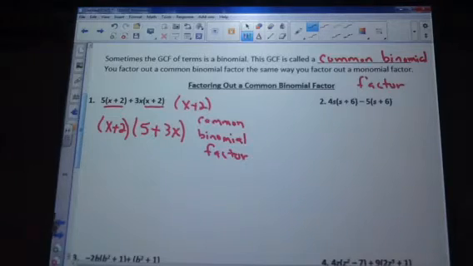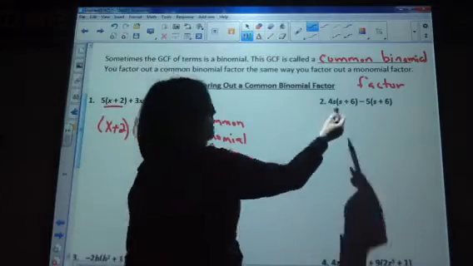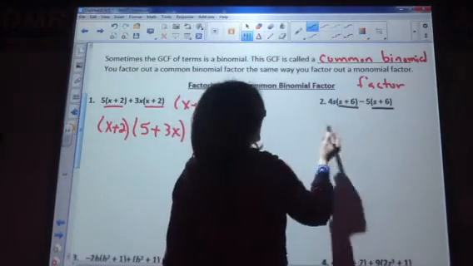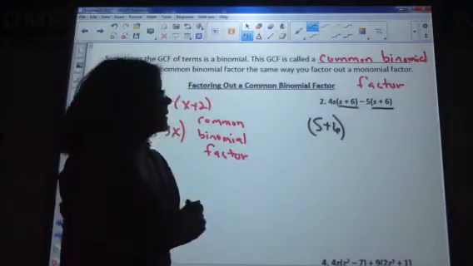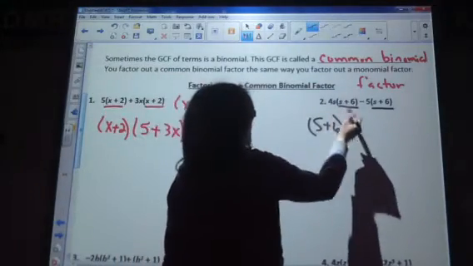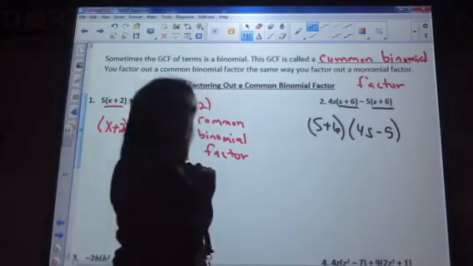Let's look at number 2 right here. What is the common binomial factor? Well, it's s plus 6. So if we factor out the binomial s plus 6, what do we have left? We have positive 4s minus 5.